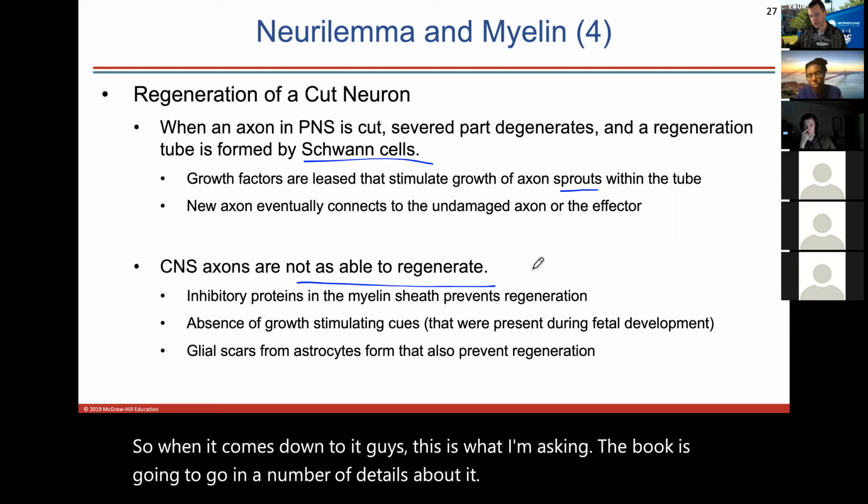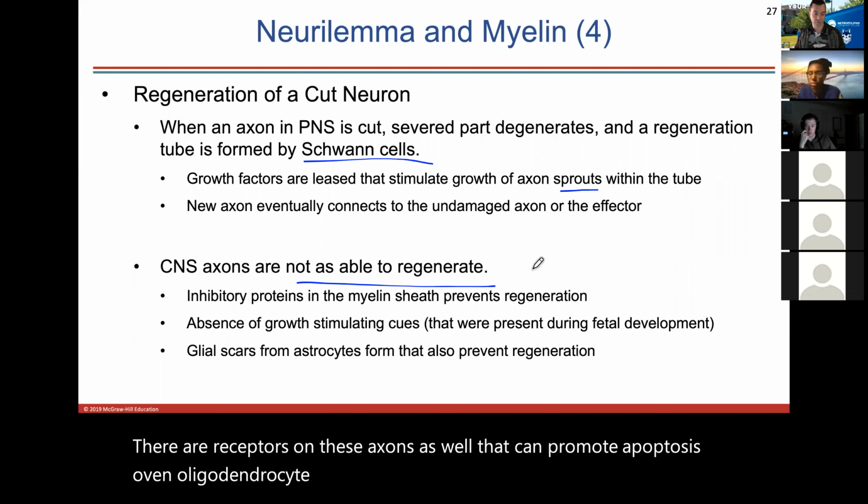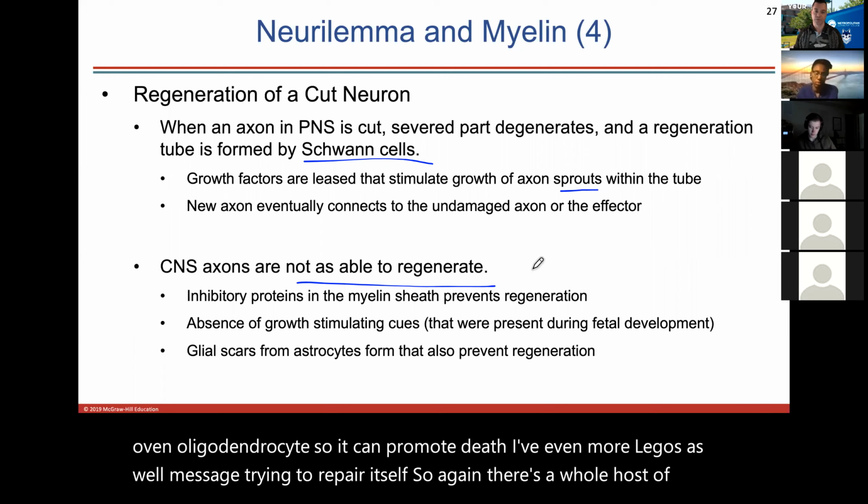There are receptors on these axons as well that can promote apoptosis of an oligodendrocyte. So it can promote death of even more oligos as well, as it's trying to repair itself. So again, there's a whole host of things that goes on.